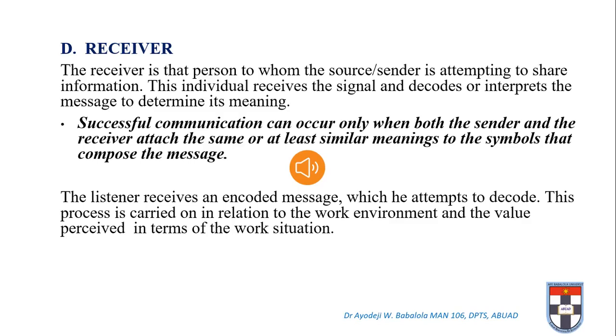So who is the receiver? This is the person to whom the source or sender is attempting to share information. You see, it is attempting to share, because there is no guarantee that the information will be shared. There's no guarantee. Noise may affect it. Improper communication skills also may affect it, and so on and so forth. But the receiver is the individual or group that the sender is intending to share information with.